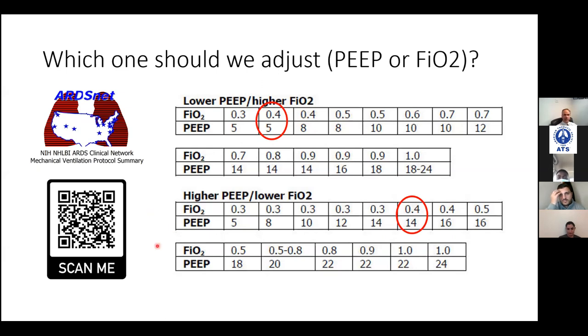There's also this high PEEP table that they used in some of their later studies. And we actually, true confession, we use the high PEEP table for a lot of our COVID patients. Still use it, okay, in some cases. But this is very standard and you'll see this a fair amount, okay?